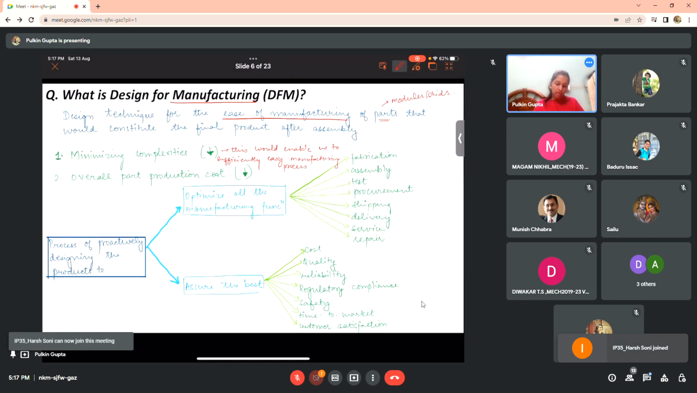Now, the design for manufacturing process consists of designing the products such that we have to optimize all the manufacturing functions. So all the functions that pertain to manufacturing: first is the fabrication, then the assembly. You have different parts, then you have to assemble those to make the final product. Then you have to test them to check if they are performing up to the mark, to check their functionality. Then is the procurement, of the raw material or some ready to use parts, subparts.